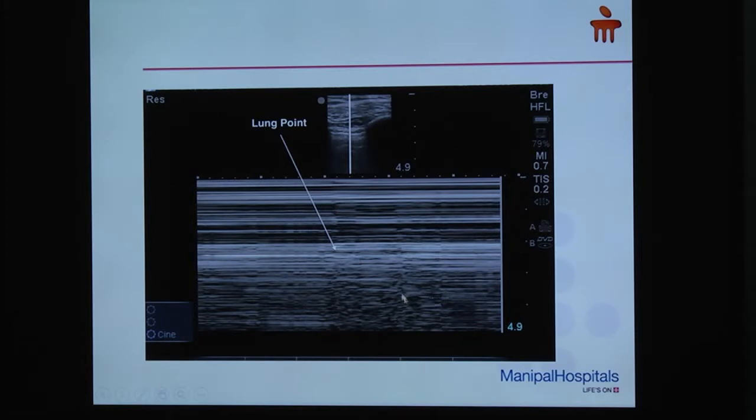In M mode, this is how it will look. Can you see a differentiation here? On this side, you have a seashore sign. On this side, you have a barcode sign. This junction is called a lung point. This is on M mode.